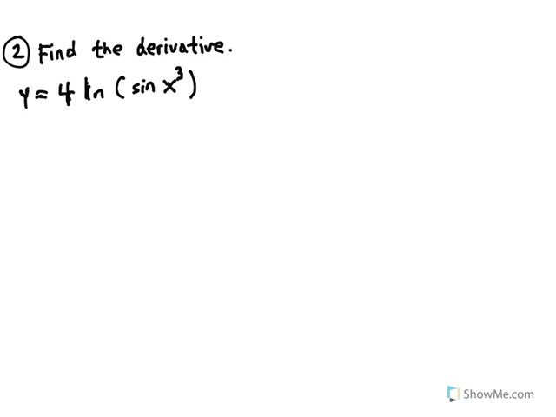Number 2, we want to find the derivative of the function y is equal to 4 times the natural log of sine of x cubed. So when you look at this function, first of all, you'll see that you have a constant multiple multiplying a derivative.